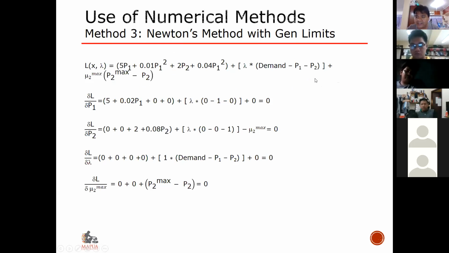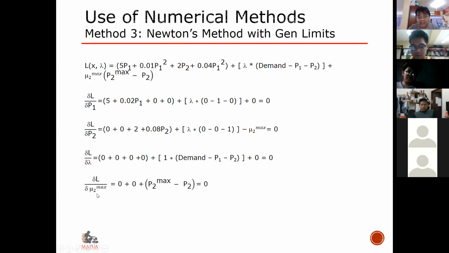Ilan na yung variable natin? P1, P2, lambda, and now we have a new mu2 max. Okay, this is the shadow price for the limit of generator 2. Maximum limit. So apat na. Try mo i-partial derivative yung Lagrange with respect to P1, with respect to P2, and eventually with respect to lambda, and with respect to mu2 max. Eventually, you'll get 4 equations and 4 unknowns.